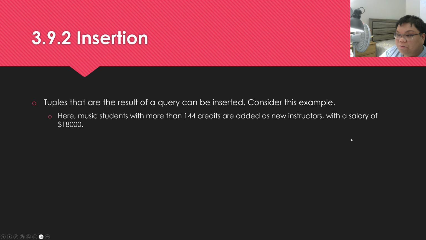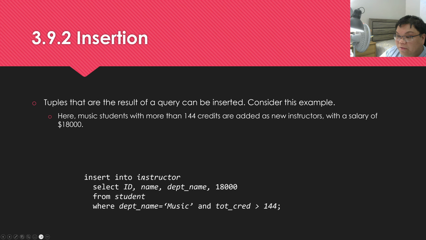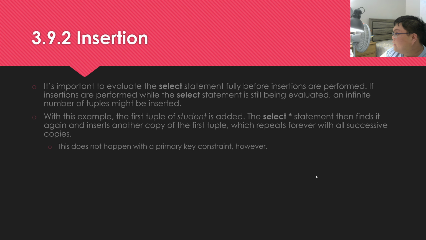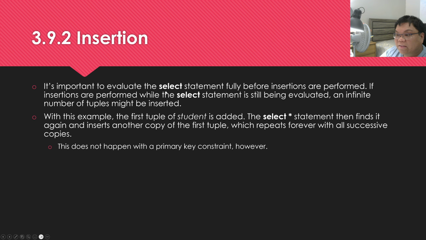So let's consider this query. Music students with more than 144 credits, let's add them as new instructors with a salary of $18,000. So insert into instructor, select ID, name, department name, 18,000 from student where department name equals music and total credit is greater than 144. It's important to evaluate the select statement fully before insertions are performed.